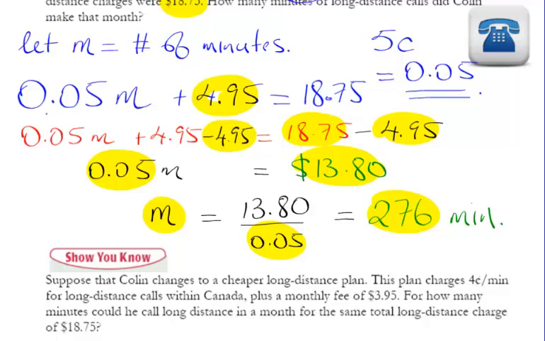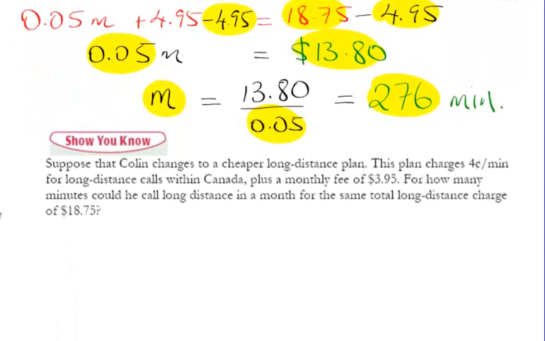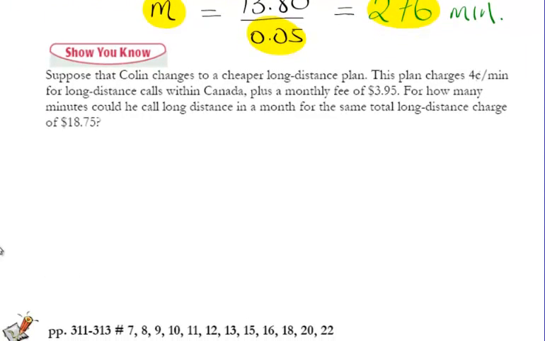All right, we have a similar one here. So Colin wants to go over to a cheaper plan. So why don't we have a look at this one? And we'll come up with the equation first of all. So this time we've got 4 cents a minute, and the monthly fee is $3.95. And for how many minutes could he call long distance in a month for the same charge of $18.75.